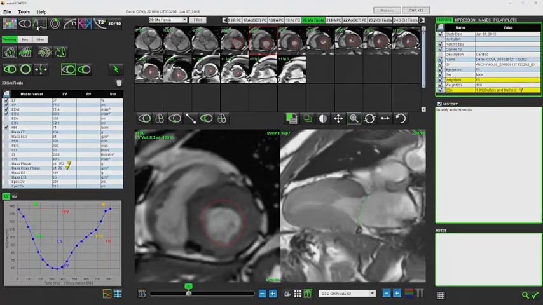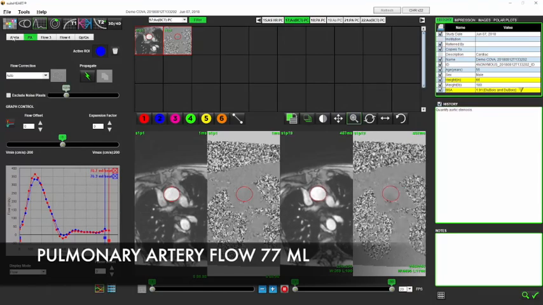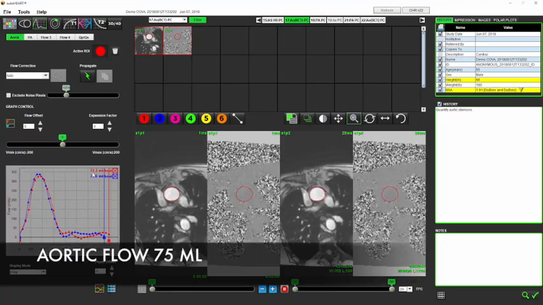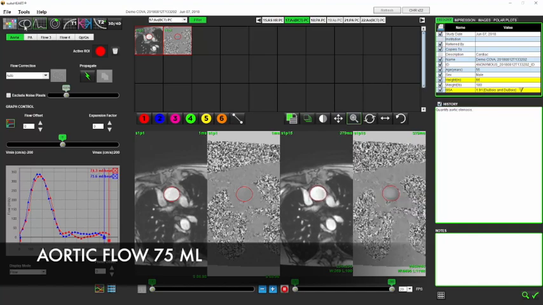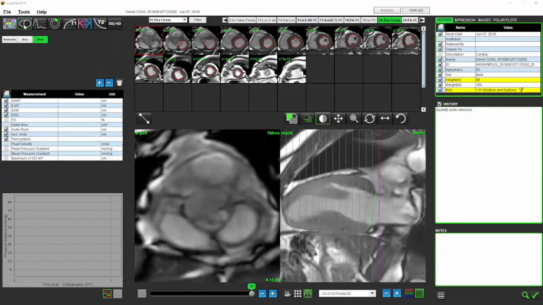And when I compare that to the flow, pulmonary artery flow was about 77 milliliters. Aortic flow was about 75 milliliters. So we have good agreement between the function and the flow. So now let's take a look at the valve morphology.